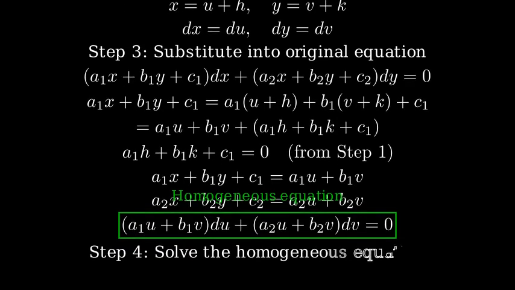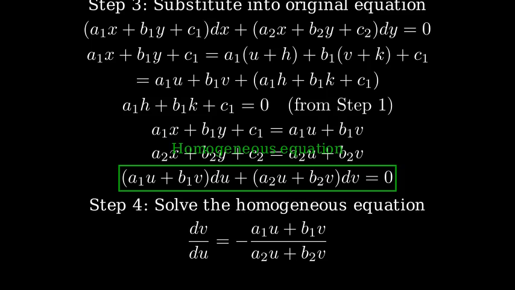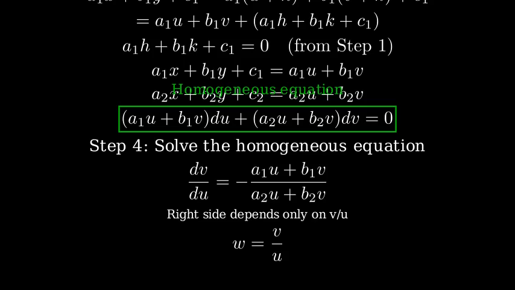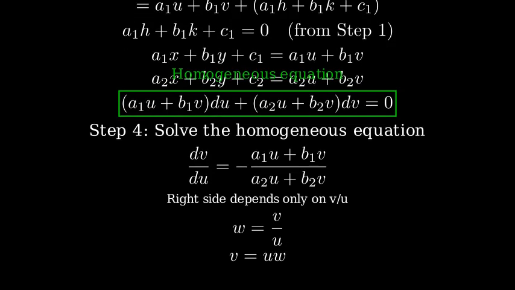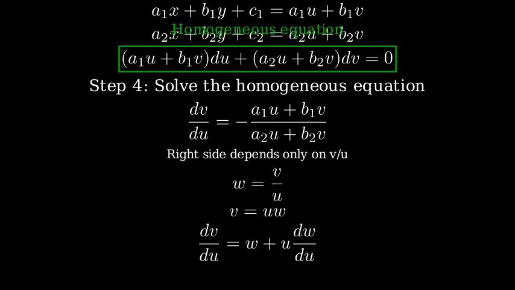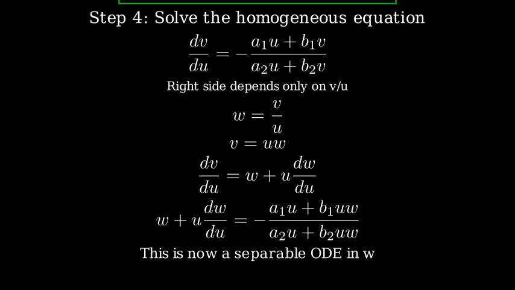Step 4. Now that we have a homogeneous equation, we can solve it using a standard substitution. We can separate it as dv over du equals negative (a1u plus b1v) over (a2u plus b2v). The right side is a function of the ratio v over u only. So we make one more substitution, w equals v over u. If w equals v over u, then v equals u times w. Differentiating v with respect to u, we get dv over du equals w plus u times dw over du. Substituting this into our separated equation gives us a separable ODE in w and u.